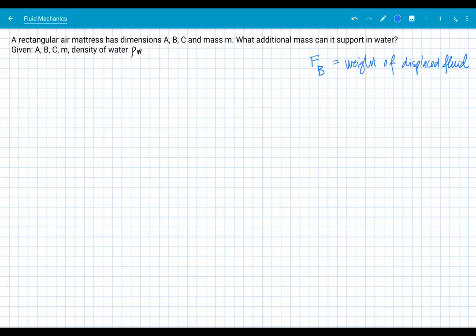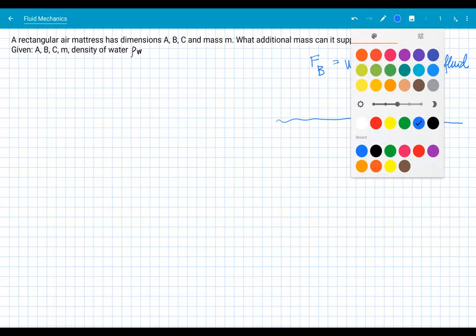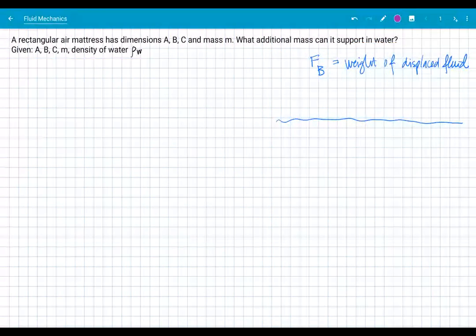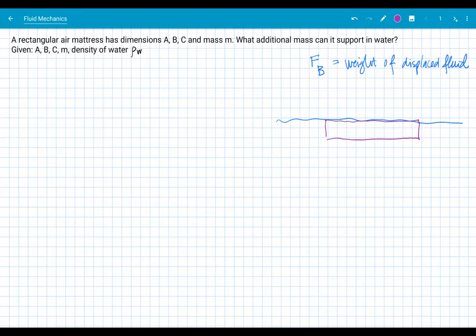A rectangular air mattress has dimensions a, b, and c and some mass m. What additional mass can it support in water? So in this case, we have some water, and we have an air mattress. It's asking what additional mass, maximum, can it support in water. To get the maximum out of this air mattress, we can submerge it all the way.